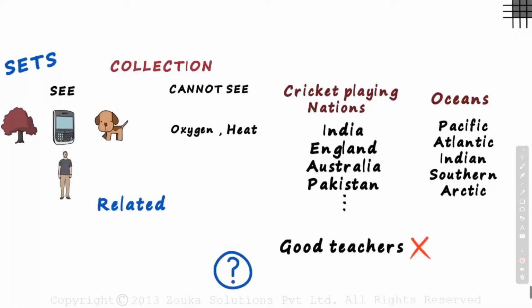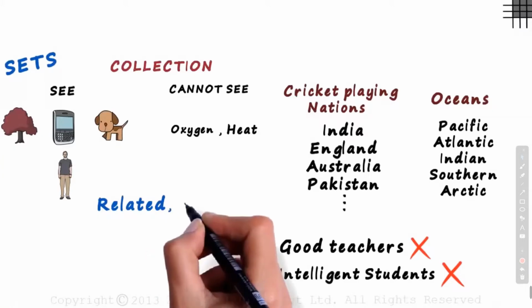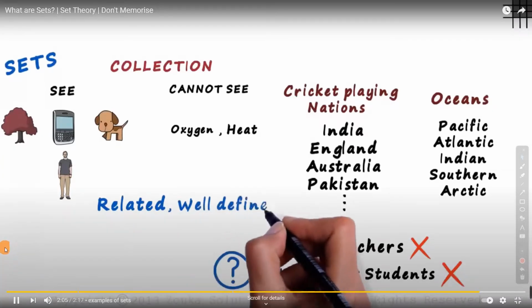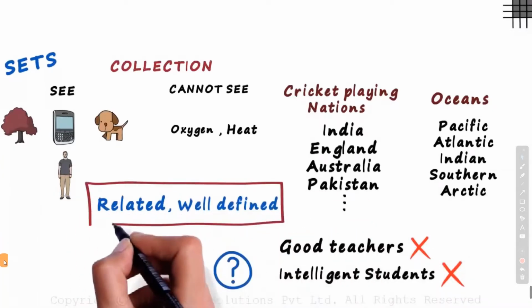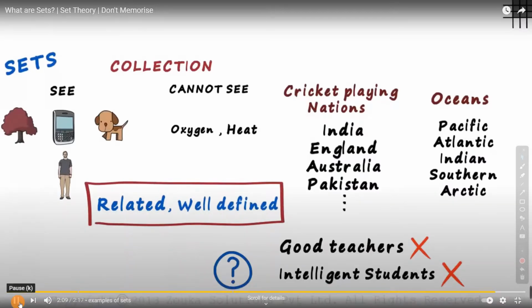Similarly, we cannot make a list of intelligent students we know. The word intelligent is not well defined. So remember, another important characteristic of sets is that the elements in it should be well defined. All the elements in a set should be related and well defined.